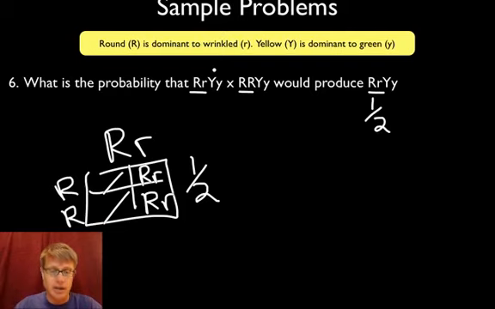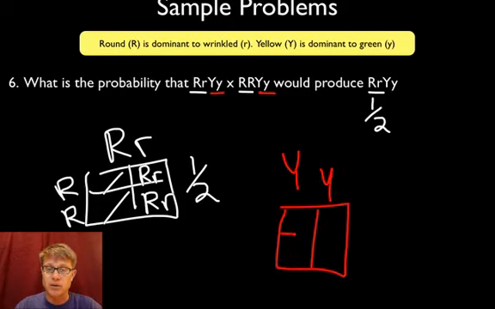Now let's work the Y's. So let me get a different color. So if we do the Y's, what are the odds that these two parents are going to produce that offspring? Well, let's do those together. So here are the parents, big Y, little y, crossed with big Y, little y.